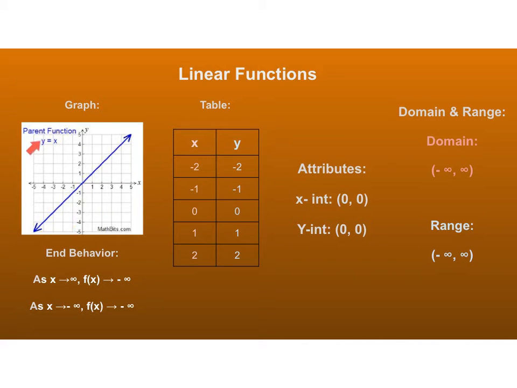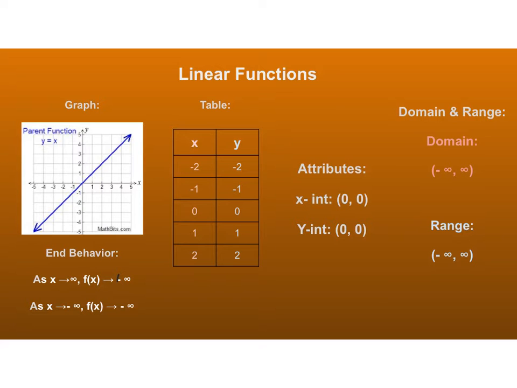This is a linear parent function. When we graph it, it's y equals x. In the form y equals mx plus b, my slope is 1, but since I don't have a y-intercept, it's a 0. So my parent function for a linear goes through the origin, and it's going forever in both directions. As x approaches infinity, y approaches infinity. As x approaches negative infinity, y approaches negative infinity.